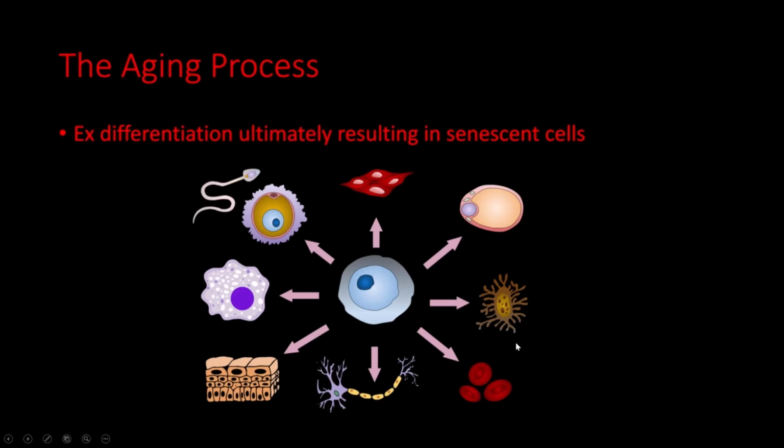So what he essentially says is that the aging process results from X differentiation resulting in senescent cells. Now, what does this mean? So initially you have a bunch of stem cells, and those stem cells, based on what parts of their DNA and ultimately proteins they express, they become a specialized cell, such as a sperm cell, red blood cell, a neuron, a skin cell, all sorts of different things.